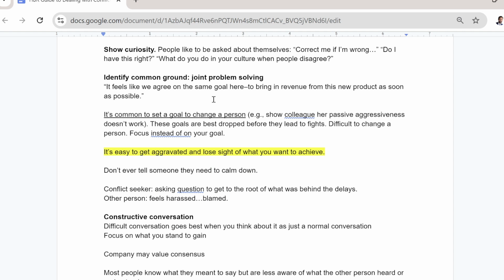Show curiosity. People like to be asked about themselves. So, for example, you might say, "Correct me if I'm wrong, blah, blah, blah. Do I have this right?" So, asking for clarity. What do you do in your culture when people disagree? Curiosity is a very good way of dealing with particularly anger or anxiety, is just understanding things better.